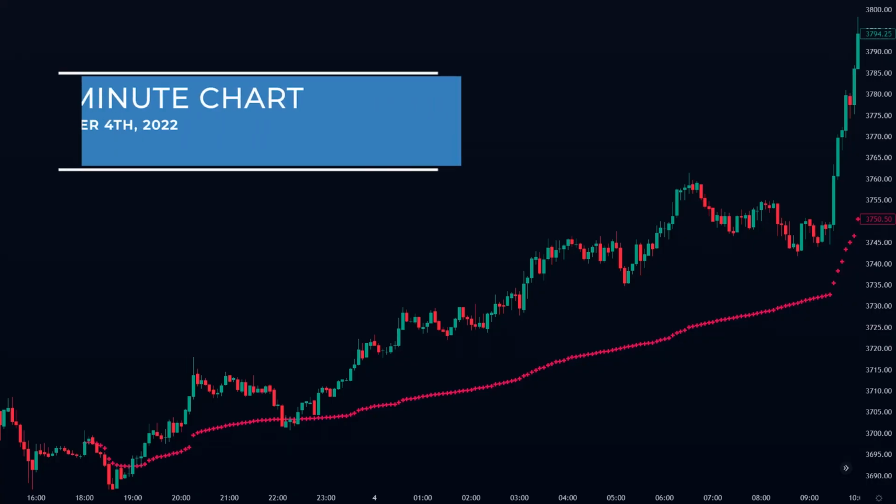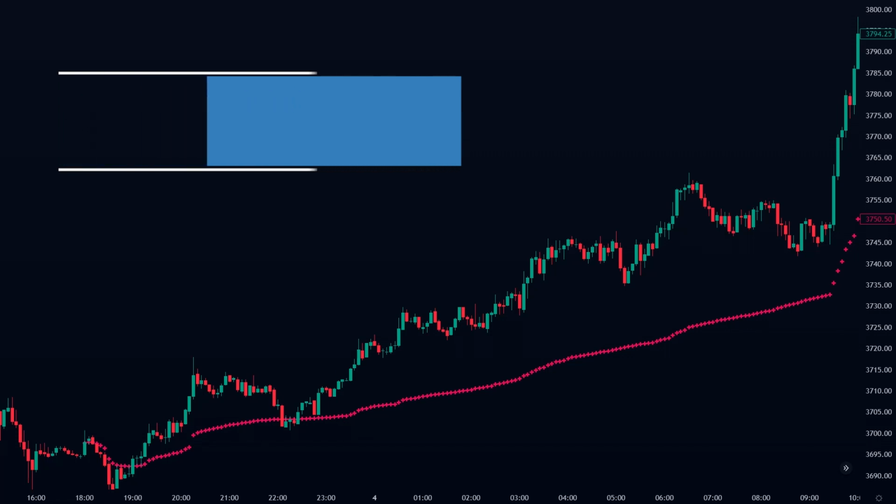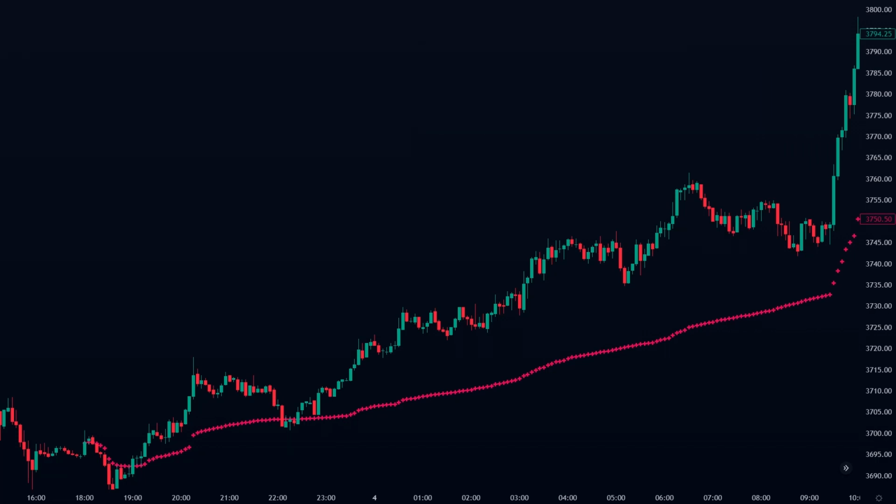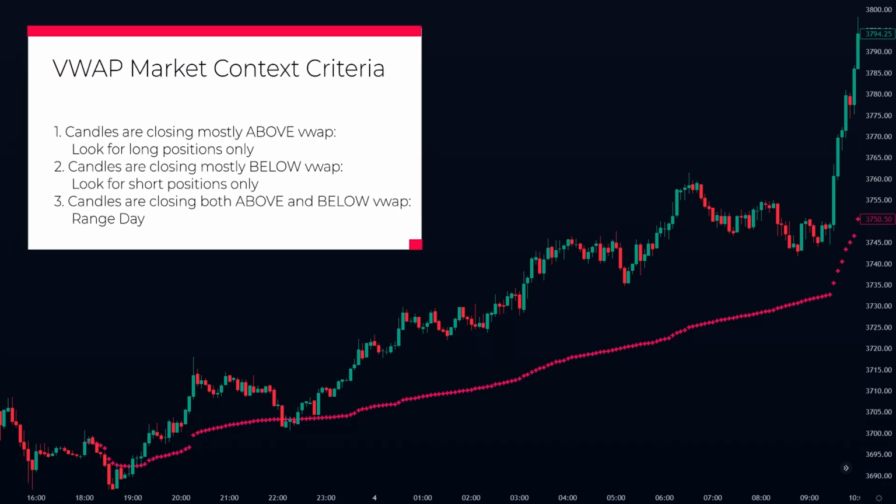To start, we have a 5-minute chart on October 4th, 2022 of the S&P 500 futures contract. The reason we want to use the VWAP is to help us determine some simple market context. What that means is, it will help us determine the type of trades we should be looking for. For example, when looking at the VWAP with price, we can make the observation that 3 general contexts tend to happen.